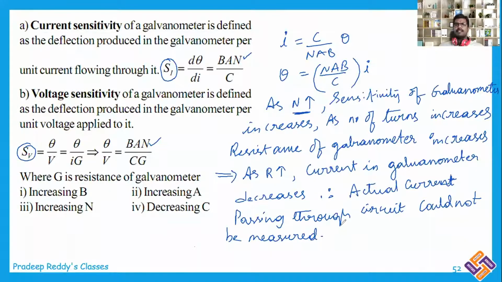What are those necessary changes? How to convert it into a voltmeter? How to convert it into an ammeter? We are going to discuss that now.